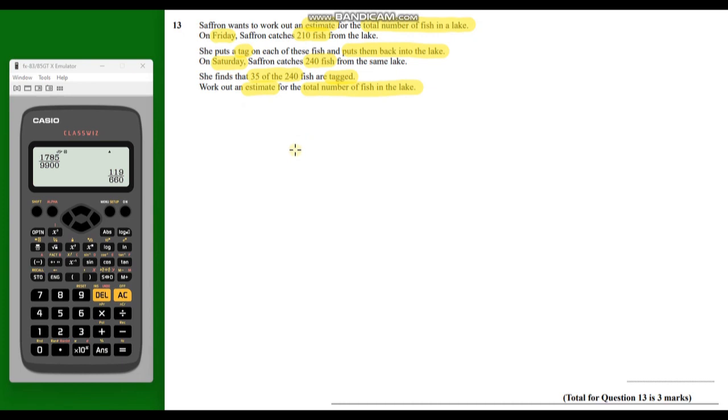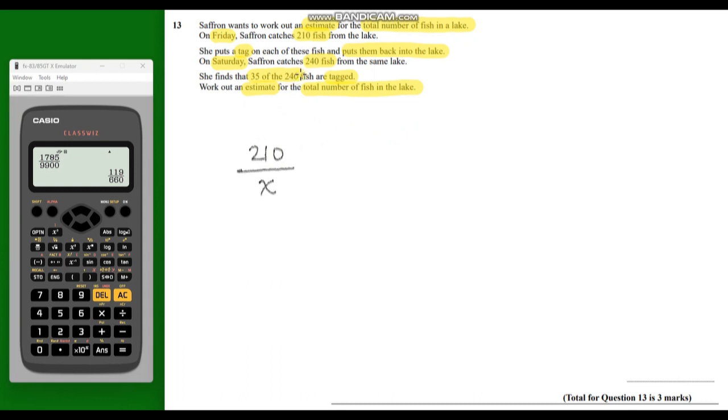Now, these types of questions can be a little tricky to work your way around. So if we just start from the top, it says, on Friday, Saffron catches 210 fish from the lake. So she catches 210 fish out of the total number of fish in the lake, which we don't know. So let's just call that X. Now she puts a tag on each of these fish and puts them back in the lake. So all of these 210 fish she tags and puts them back in the lake.